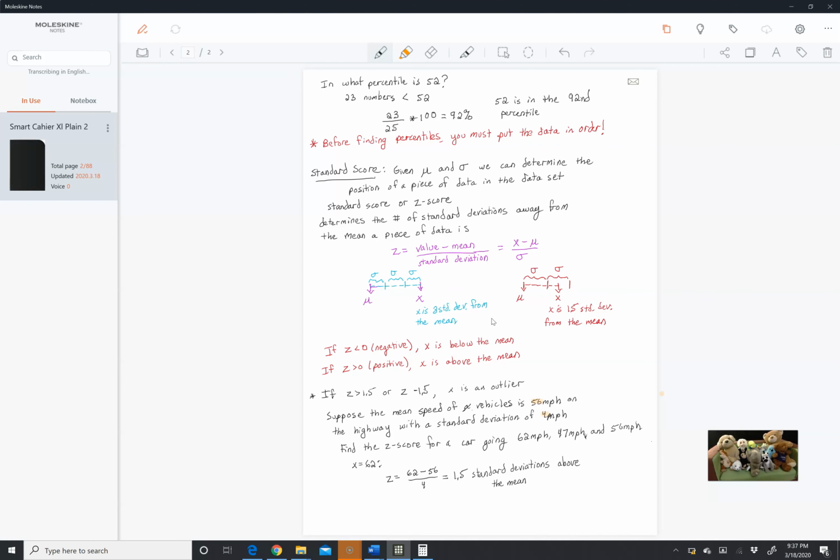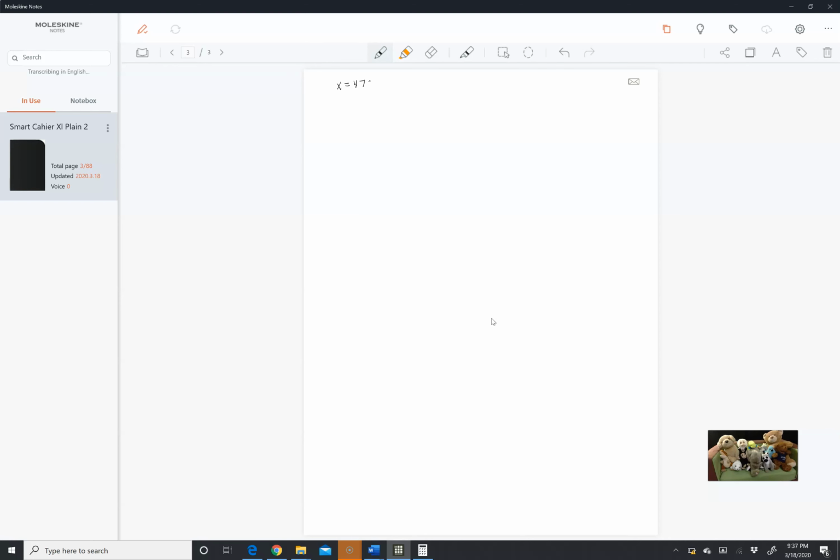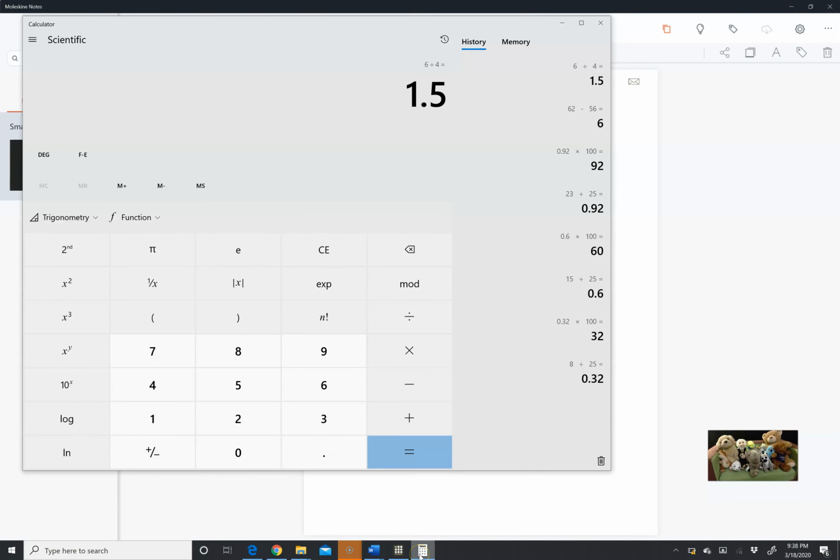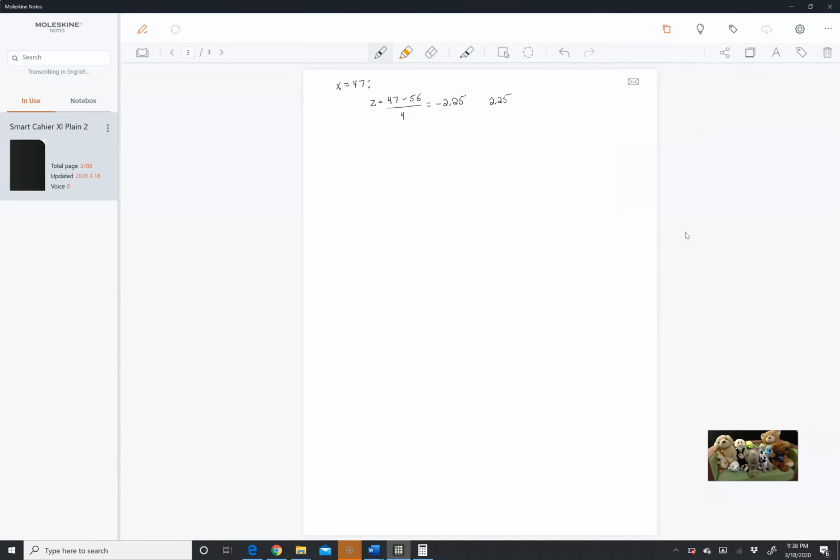For the data point of 47, our z-score is 47 minus 56, and again we divide by 4. We're trying to figure out how many of those standard deviations we're getting into this distance between 47 and 56. So again, we can calculate this. 47 minus 56. Notice our answer is negative, because 47 is below the mean. Then we divide by 4 and we get negative 2.25. So 2.25 standard deviations below the mean.